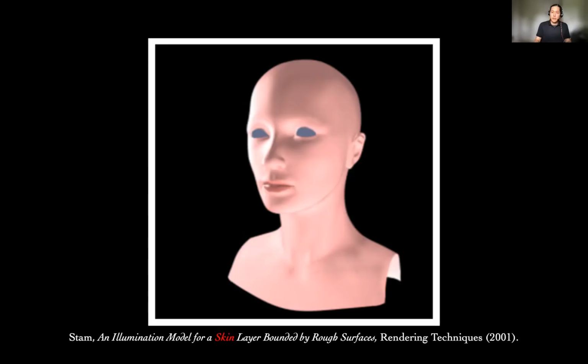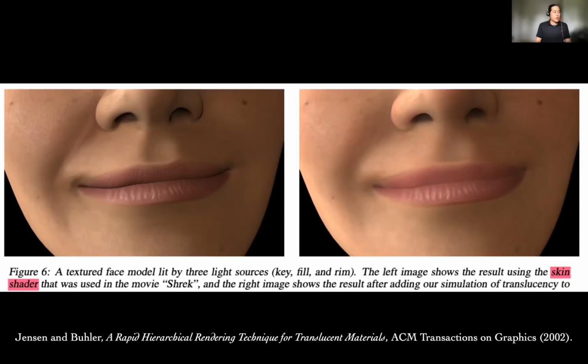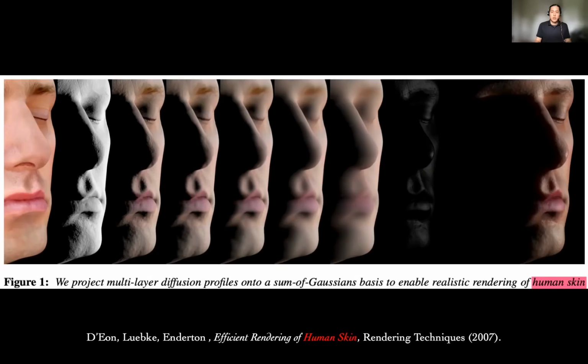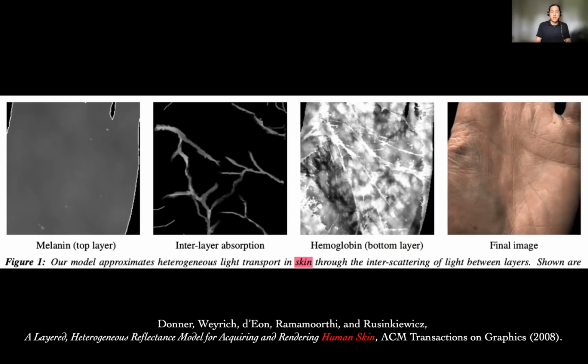Let's look at the papers that come after this and see how this language rolls forward. Here's another paper from that same year, a skin layer. Here's a paper from the next year. Here's a skin shader. Here's a 2005 paper. This is a picture of human skin. 2007, once again, this is human skin. It's even in the title. 2008, again, human skin. Again, it's even in the title.